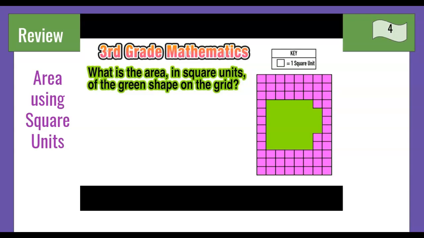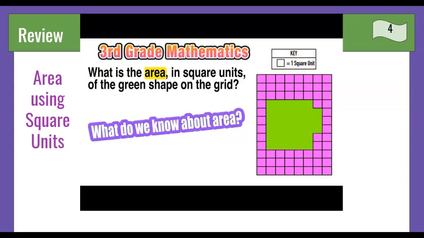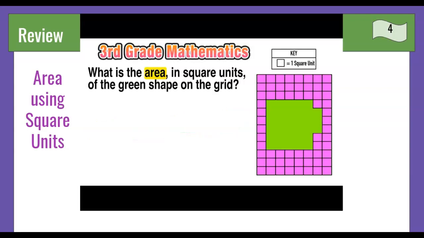So we have that big pink grid broken down into all those little equal sized squares. And in the middle, we have that green region. So remember, we want to find the area of that green region, okay? And we have to ask ourselves first, what do we know about area? Area is how many square units cover up the entire inside of a figure. So in this case, we want to figure out how many of those little 1 square unit squares will it take to fill up the entire inside of that green figure.